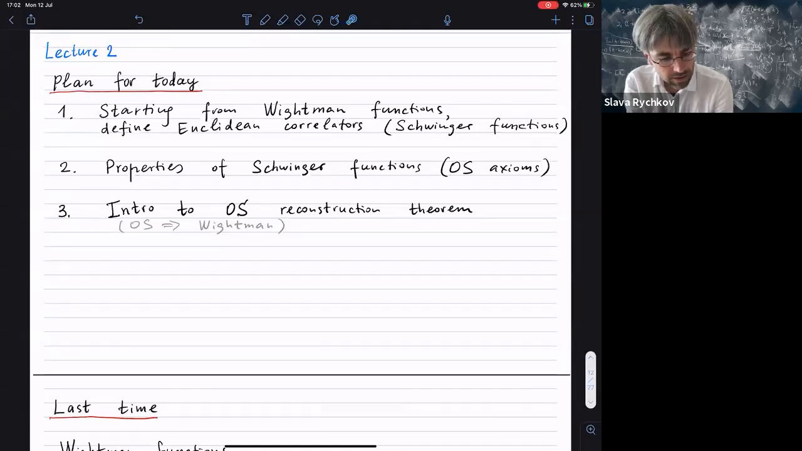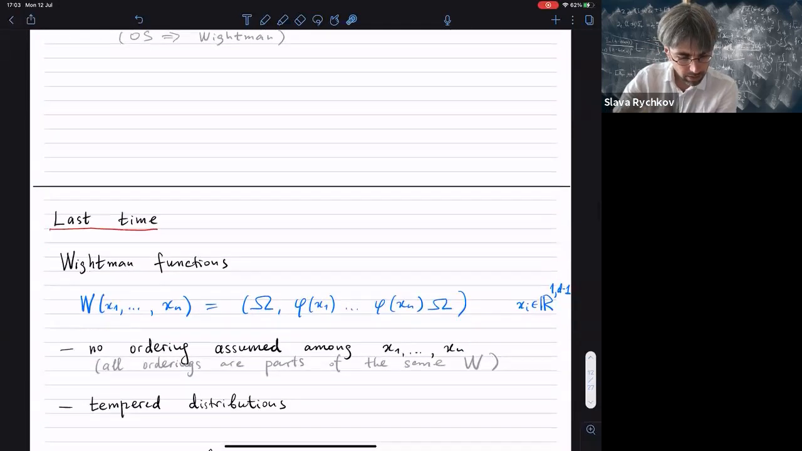And these properties of Schwinger functions are called Osterwalder-Schrader axioms. And then in the last part of the lecture, I'll explain what is known about going in the opposite direction. So how can we start with the Osterwalder-Schrader axioms and go back to Wightman axioms, something which is known as the OS reconstruction theorem.